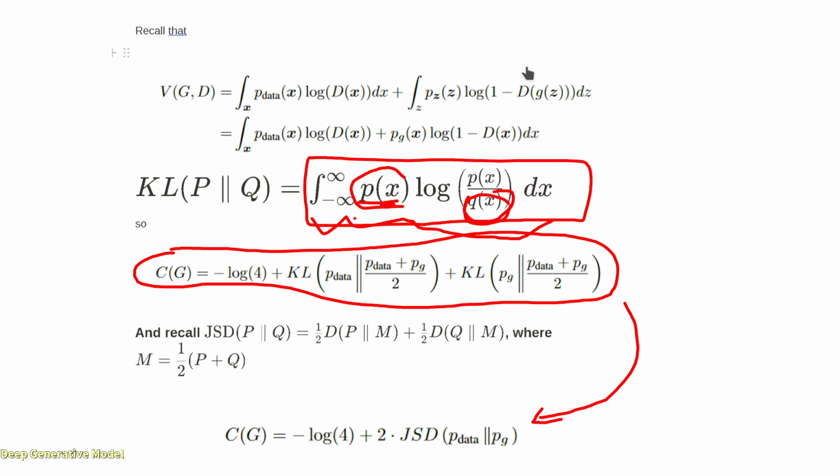So another way to make it symmetric and actually solve the problem of infinity is to consider a middle point between P and Q together. So we consider another distribution M, which is equal to P plus Q divided by 2.